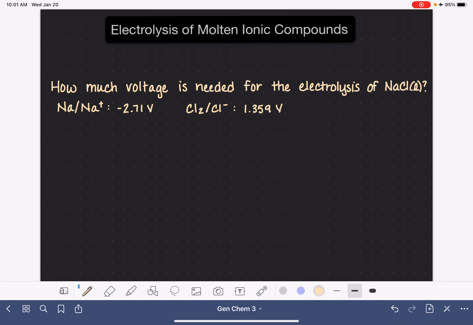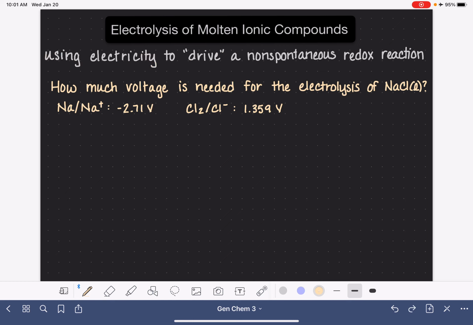In this video, I'm going to talk about the electrolysis of molten ionic compounds. First of all, let's define electrolysis. This is the process of using electricity to drive or force a non-spontaneous redox reaction. Remember that a non-spontaneous reaction is one that cannot occur without some sort of external manipulation. The electricity is the source or the manipulation that is necessary to make this non-spontaneous redox reaction take place.